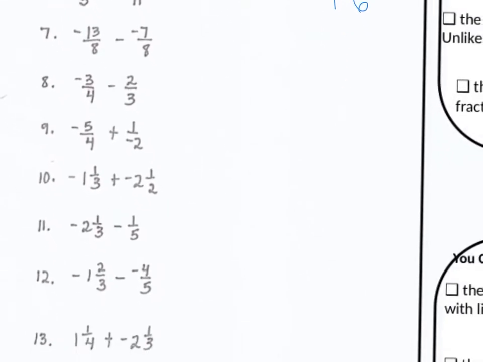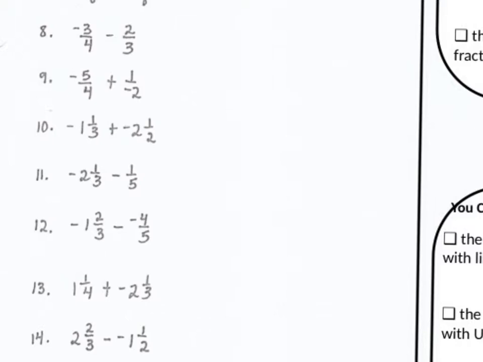Let's do a mixed number one. Let's pick number 13. So I'm going to convert. So to convert this, I'm going to multiply the denominator by the whole number, and then I'm going to add the numerator. So 4 times 1 is 4, plus 1 is 5 over 4.